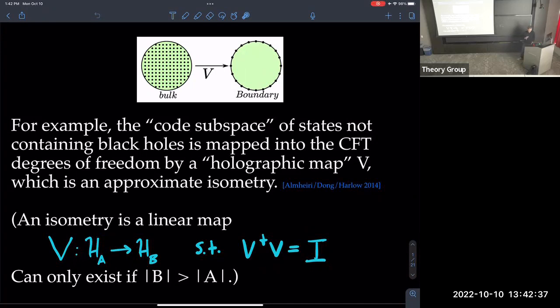Oh, small, good. Like non-perturbatively small in G Newton. So like e to the minus one over G. So I can write that here. Should the inequality between B and A be greater than or equal to? Yes. It should be greater than or equal to.